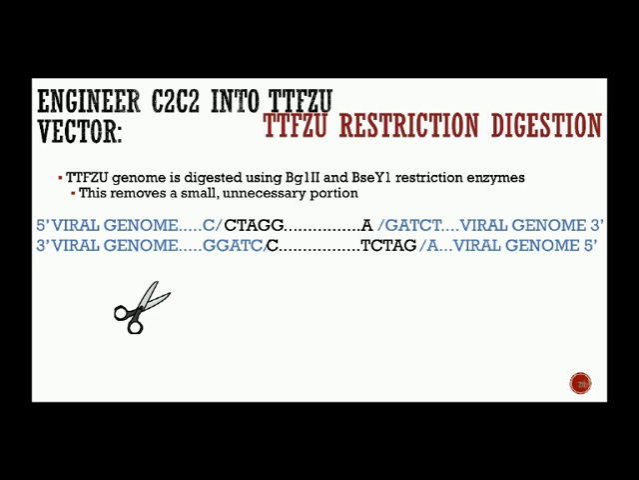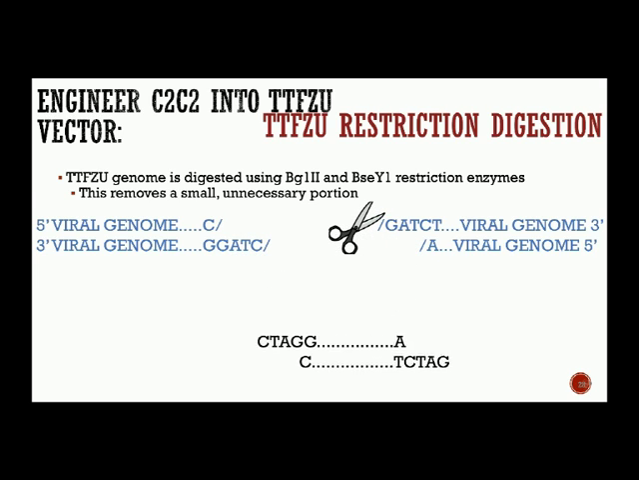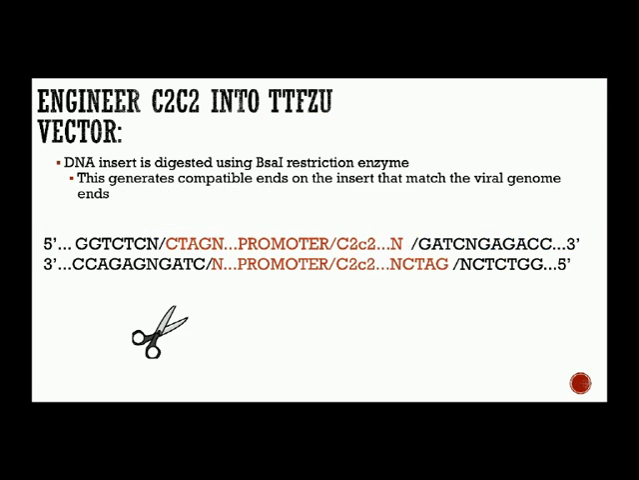Recall that NEB cutter was used to identify restriction sites in TTFCU. TTFCU was digested with two unique restriction enzymes, which cut the TTFCU's genome to allow for directional cloning of the insert. The unnecessary portion of the TTFCU genome was cleaved by a third restriction enzyme to ensure that our insert annealed and that the genome didn't self-repair.